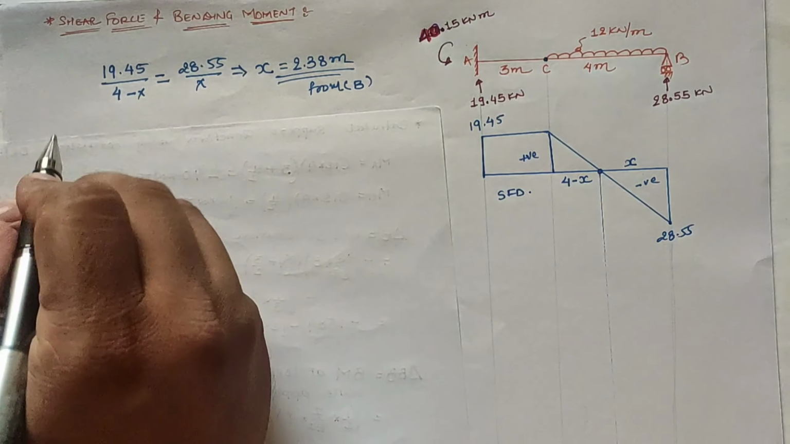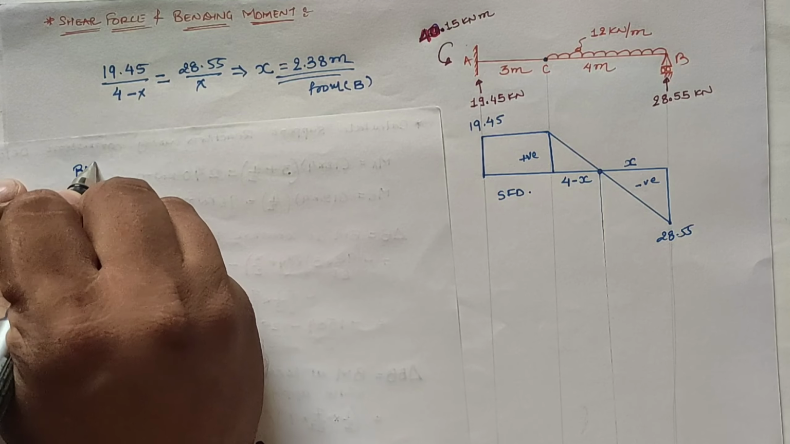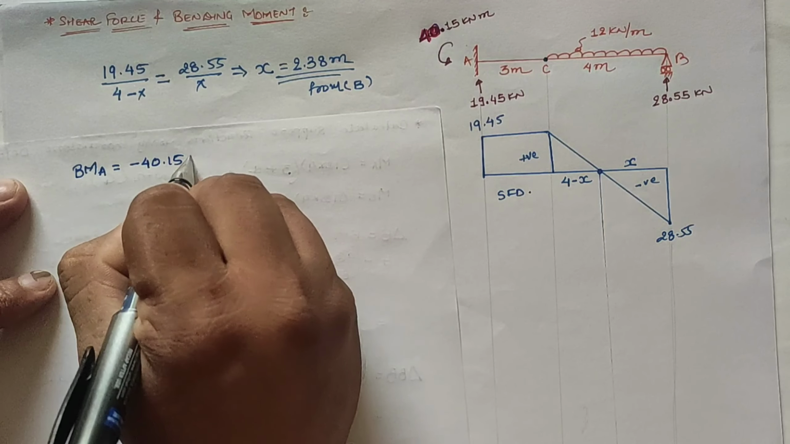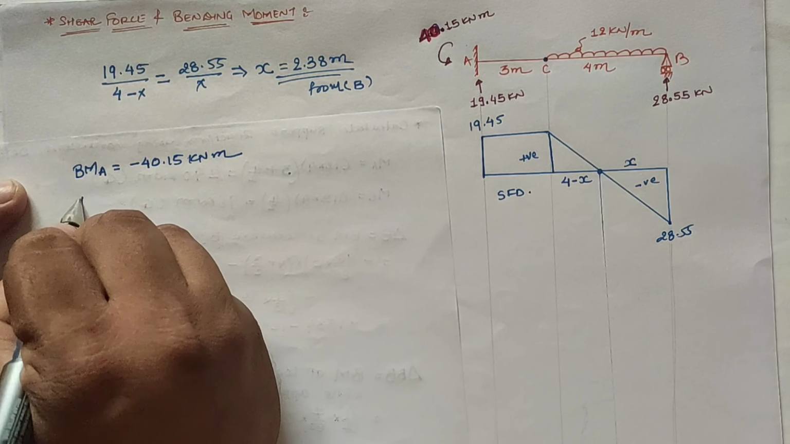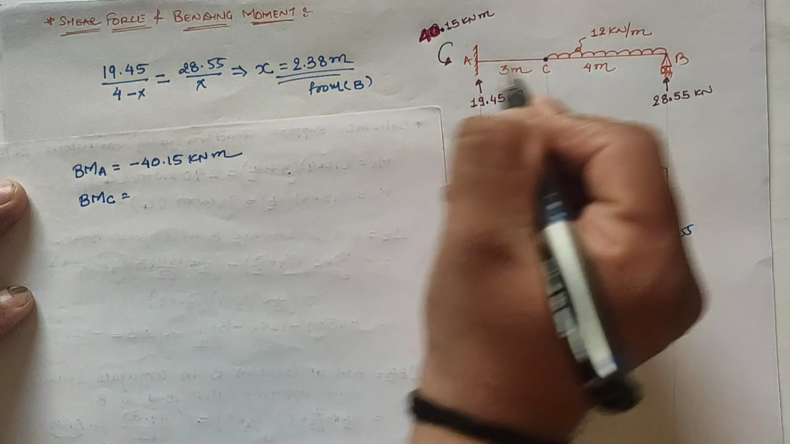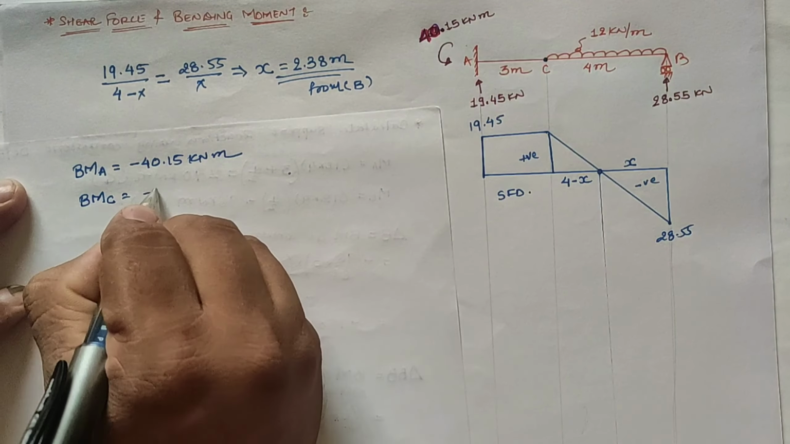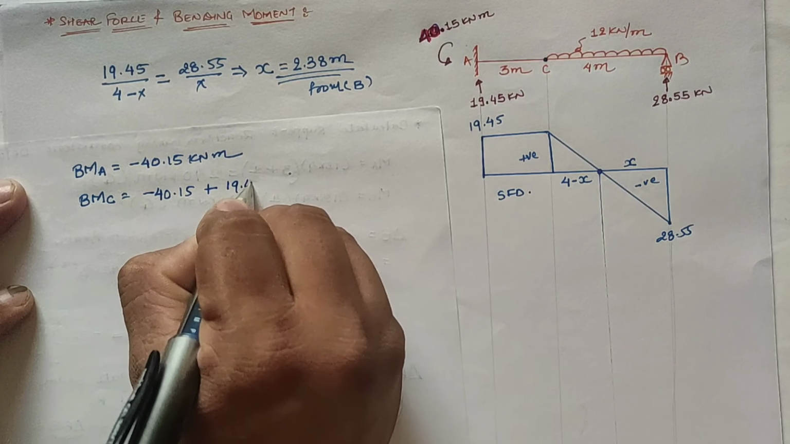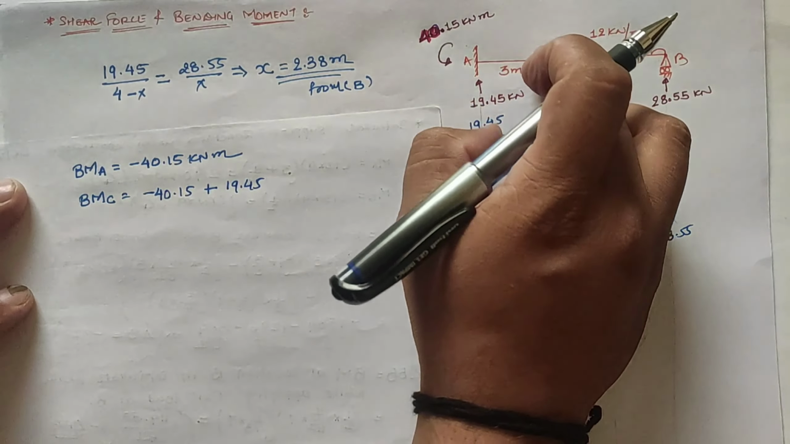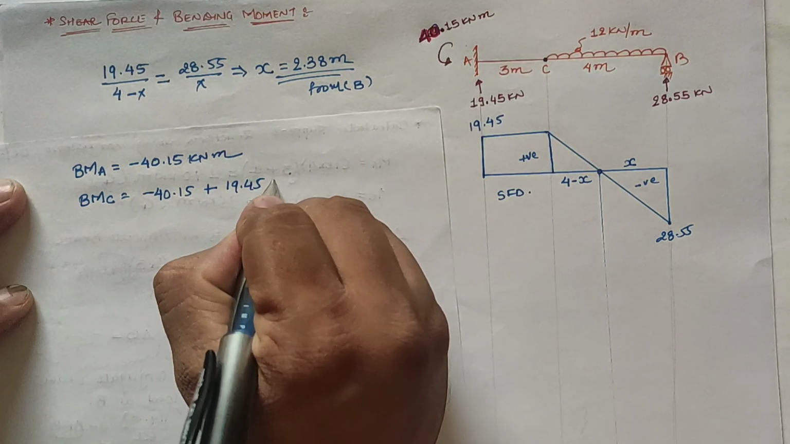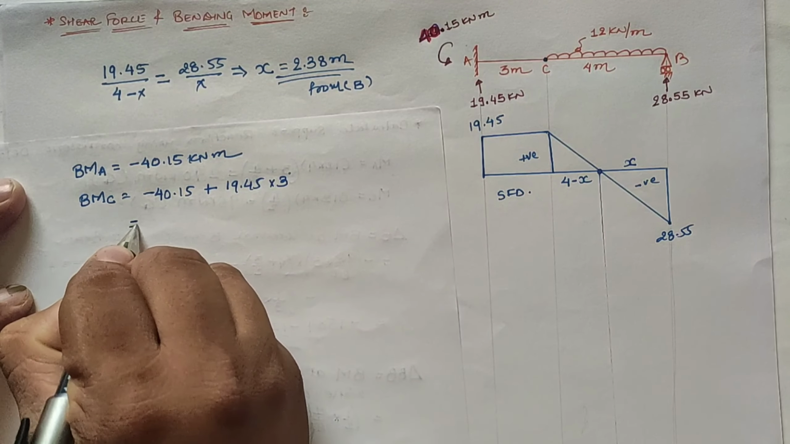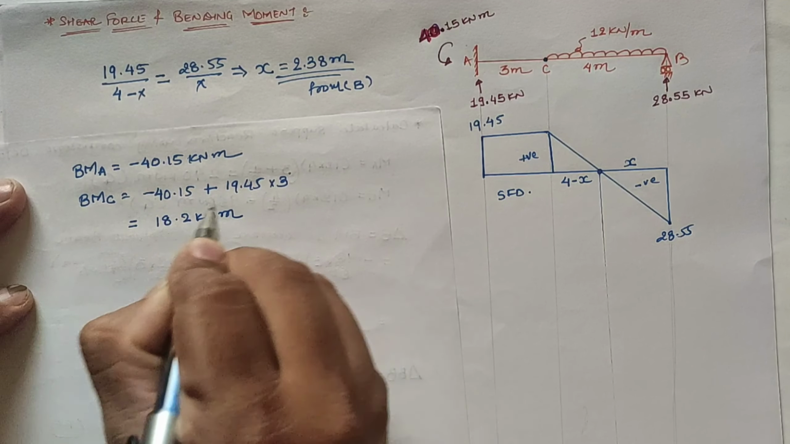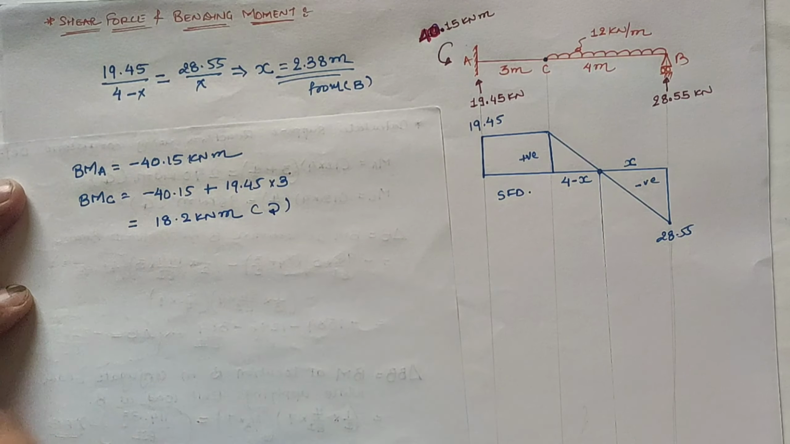Now going for the bending moment diagram, our bending moment at location A is minus 14.15 kilonewton meter. Now if we take the bending moment at location C, then it is minus 14.15 plus 19.45 as reaction at A into total distance of 3 meter. The value is 18.2 kilonewton meter. Positive, it means it is clockwise.